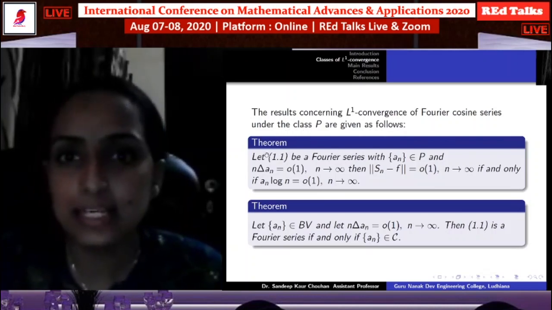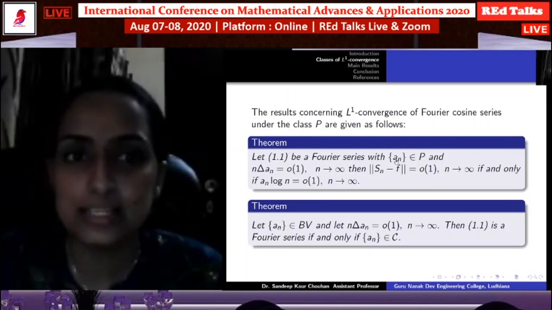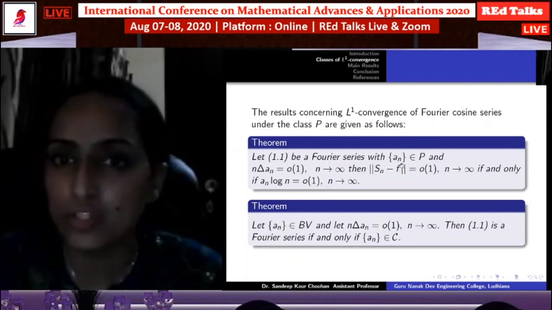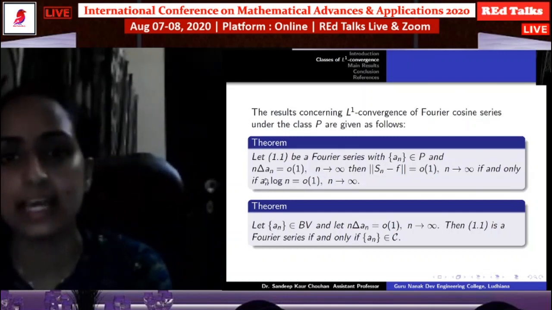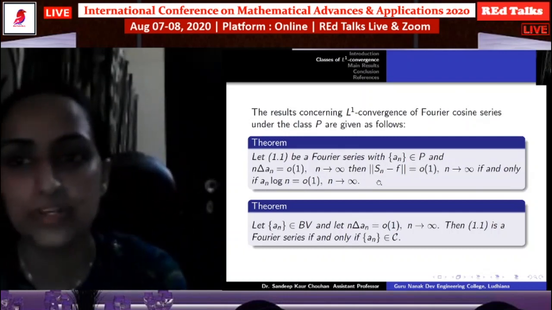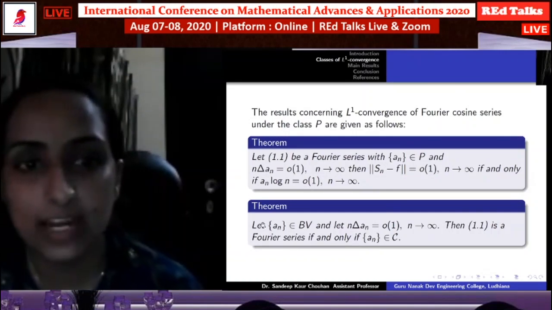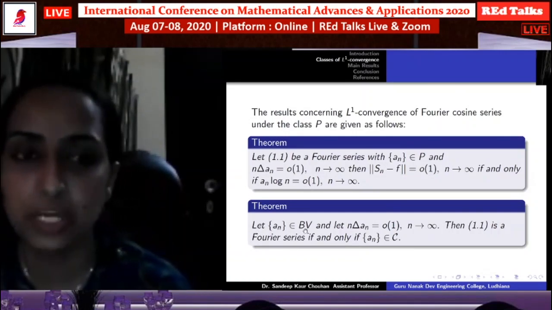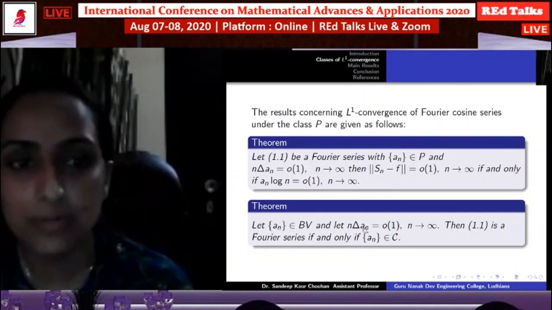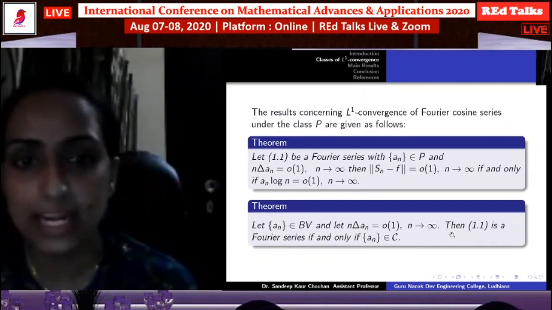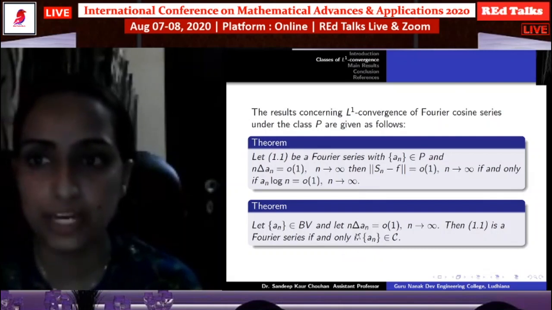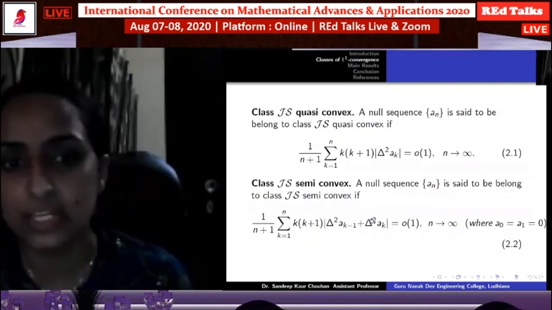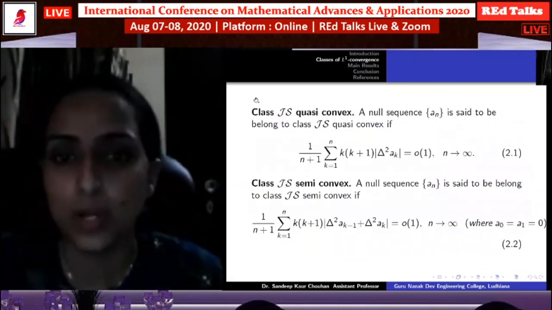The result concerning L1 convergence of Fourier cosine series under the class P: let 1.1 be a Fourier series with an belongs to P and n delta an goes to 0 as n approaches infinity, then Sn converges to f in L1 metric norm if and only if an log n goes to 0 as n approaches infinity. The next theorem is: let an belong to BB and let n delta an go to 0 as n approaches infinity, then 1.1 is a Fourier series if and only if an belongs to C.